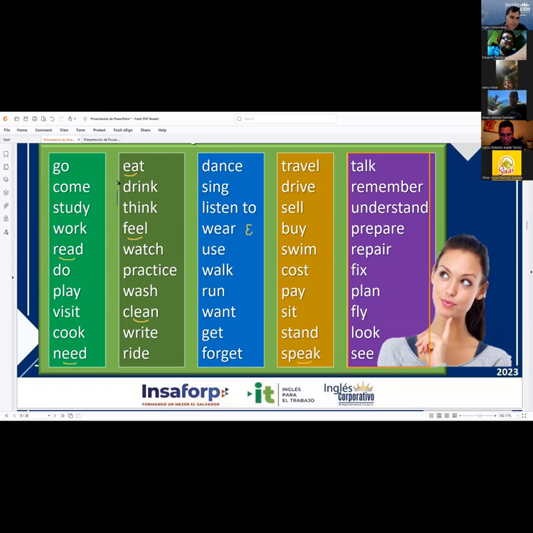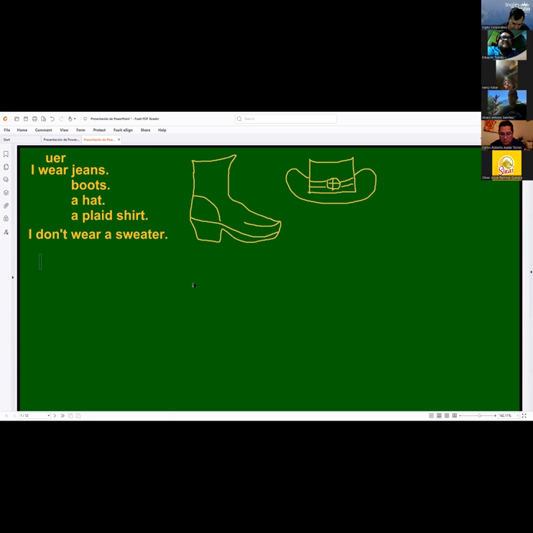Other sounds that are similar. Talk. Walk. Pronunciation. Talk, walk. I walk. I talk. Talk, platicar, right? I talk with my friends.